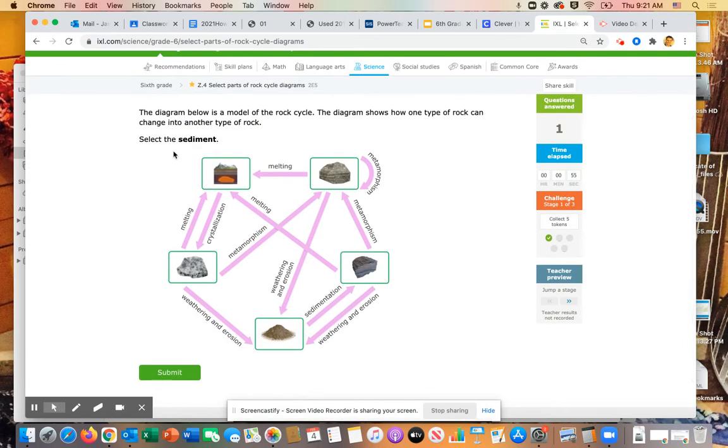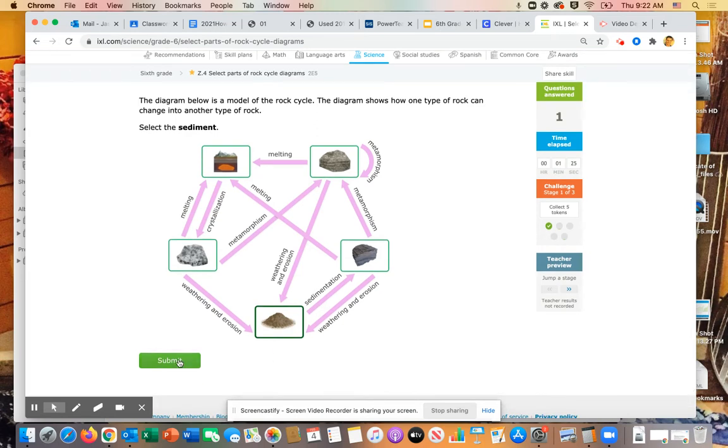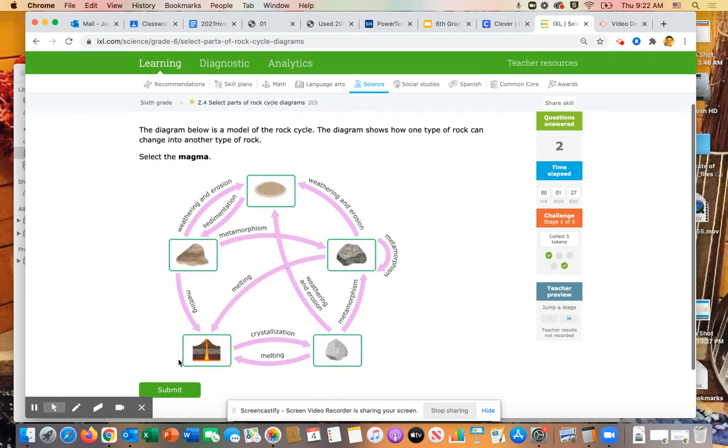Select sediment. We're looking for what? Weathering and erosion causes sediments, right? So now we're looking for weathering and erosion. Sedimentation makes the sedimentary rock, but we're looking for sediment. Weathering and erosion. Do you see any more? Yep, weathering and erosion, but they're all pointing to only one box right now. So again, not too bad yet.